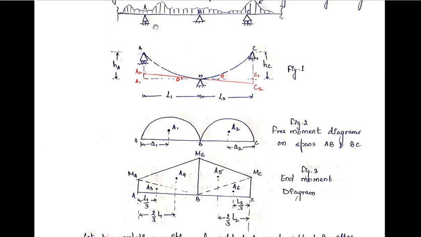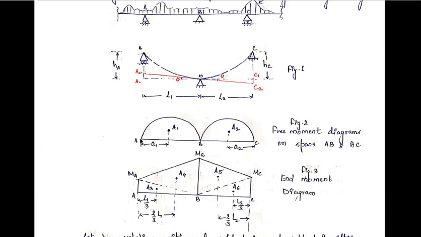Now what does free moment diagram mean? Suppose you want to draw the free moment diagram of A and B. What we will do is we will make AB simply supported, and we will apply the same loading as the loading which is originally applied. By applying the same load on AB and considering AB as simply supported, the bending moment which we get is the free moment diagram. So the free moment diagram is the bending moment diagram which we get by considering the beam as simply supported and applying the same external load.